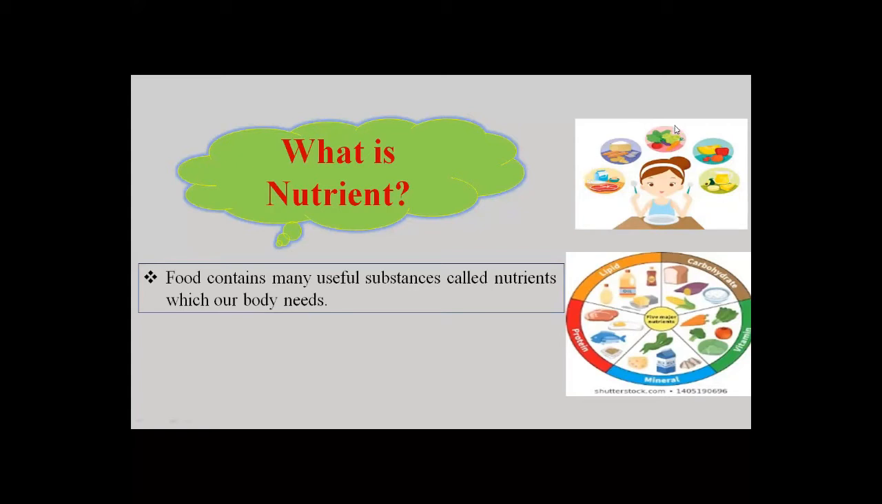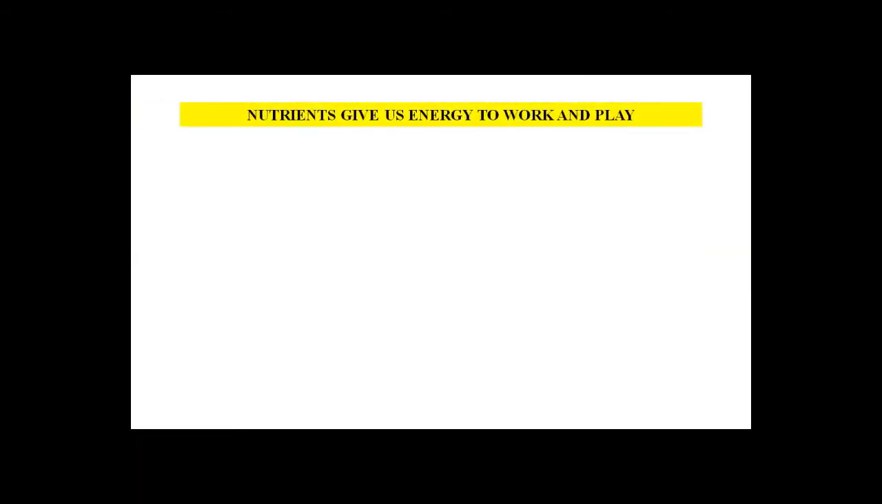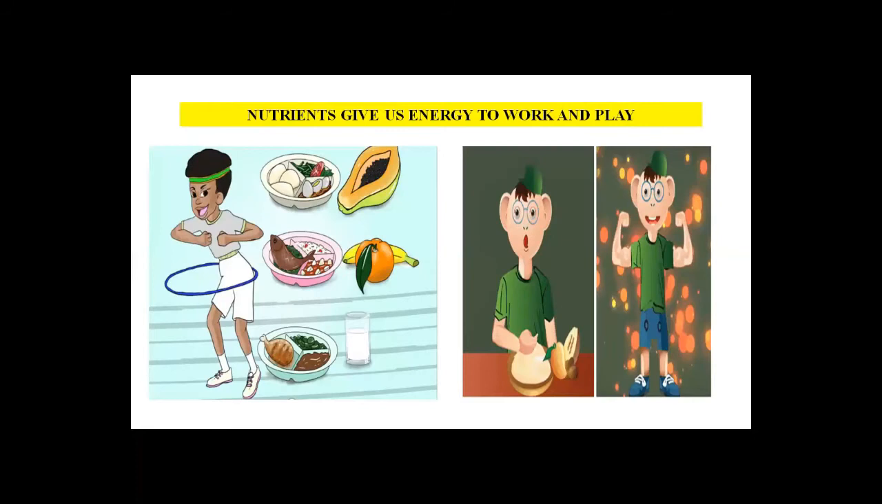Nutrients are the substances found in food that are essential for life. And nutrition is the process by which our body obtains energy to sustain life. So, as is clear, my dear students, what is a nutrient? Food contains many useful substances that are called nutrients. Okay, what is the importance of nutrients? Nutrients give us the energy to work and play.